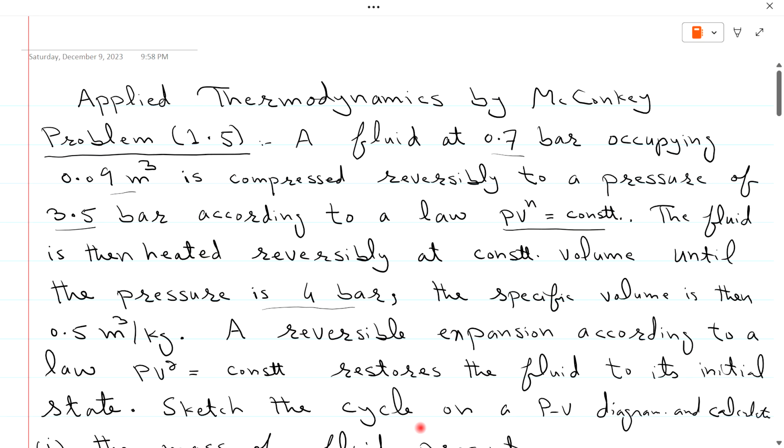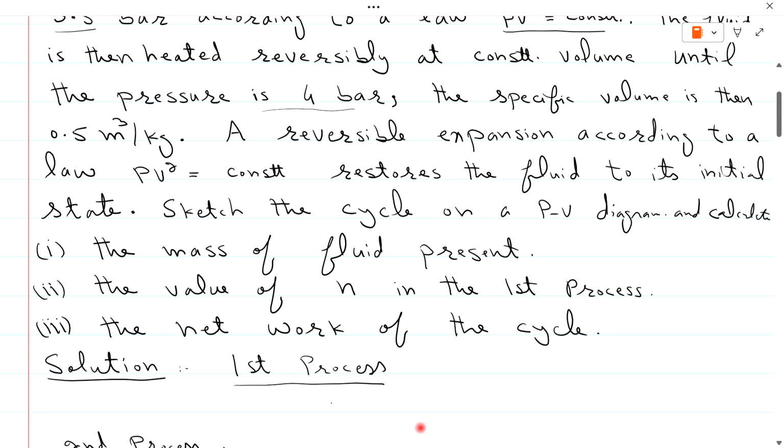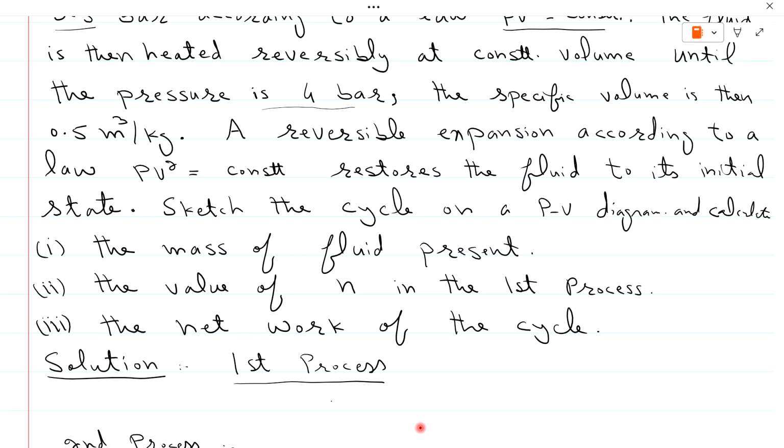A reversible expansion according to a law. The third process is according to PV^2 = constant, which restores the fluid to its initial state. Restoring the fluid to its initial state means that the cycle is completed at the third process. Sketch the cycle on a PV diagram and calculate the mass of fluid, the value of n in the first process, and the net work of the cycle.